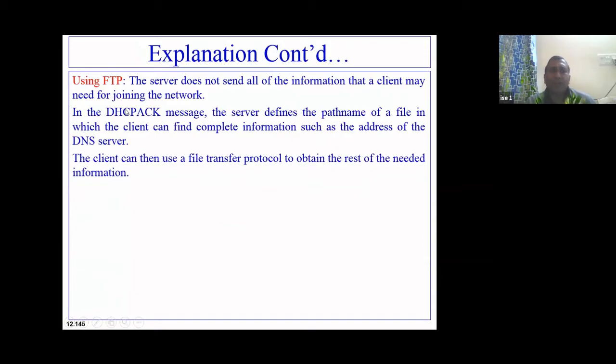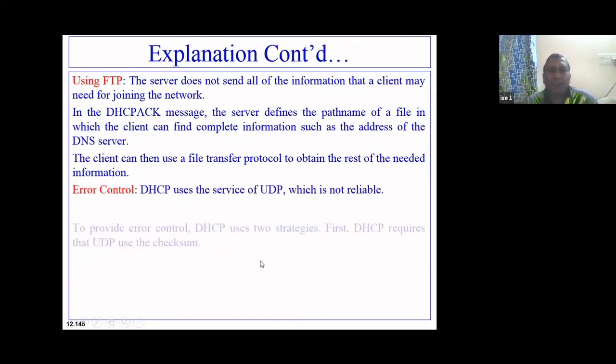So now, using file transfer protocol, basically the server does not send all the information that a client may need for joining the network. So the server does not send every piece of information. In the DHCP acknowledgement message, the server defines the path of a file in which the client can find complete information. It won't give the complete information directly. Generally in the DHCP acknowledgement message only, it will give the path to a file name, where the complete information is given.